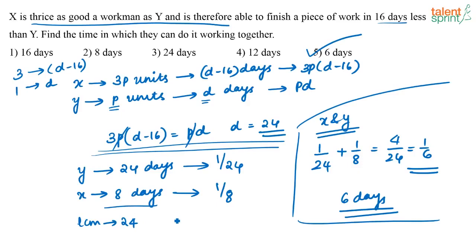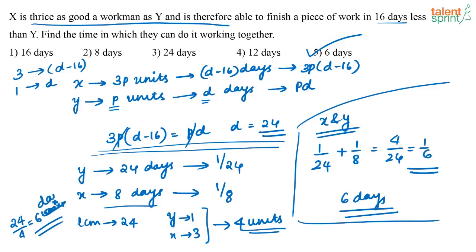Now, I can say that in one day, Y does 1 unit. How many units will X do in a day? X will do 3 units. So put together, X and Y, how many units will they do in one day? They will do 4 units. So total work is 24 units, and they are doing 4 units in a day. So how many days is the complete work done? 24 by 4, 6. In 6 days they will finish the work. 24 is the total units, 4 units done in a day, so totally in 6 days.